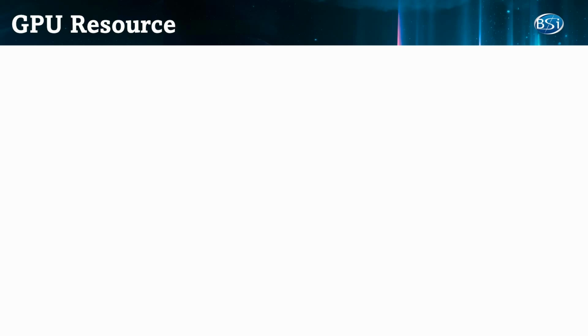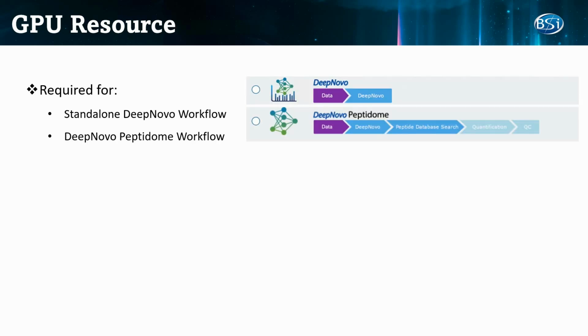Some workflows in Peaks can make use of a GPU resource. A GPU is required for Peaks to run the DeepNovo algorithm. The standalone DeepNovo workflow will be grayed out and unavailable if your computer does not have a compatible GPU.